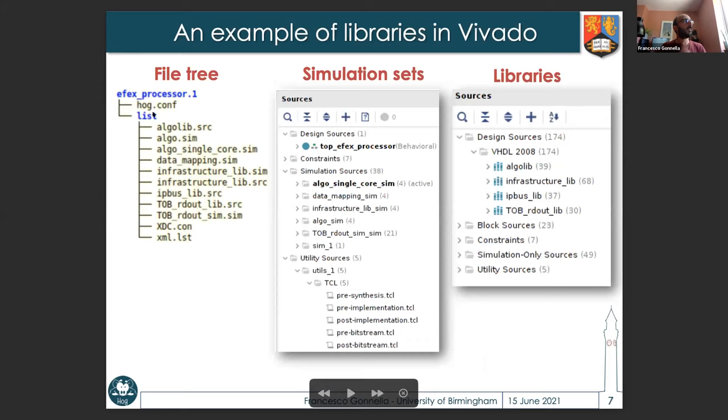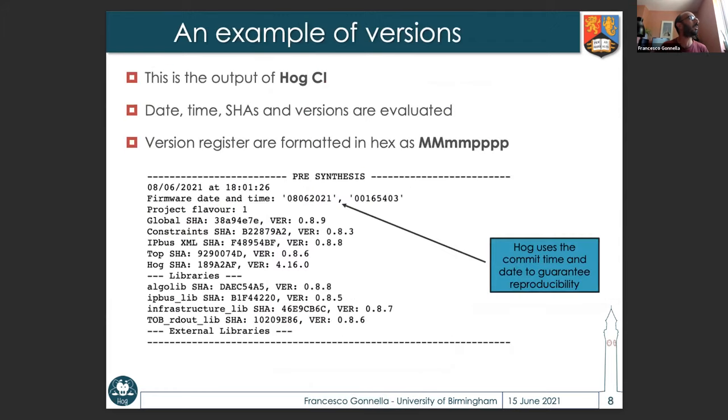And this is an example of this is the EFX project for ATLAS, but it's always the same. You have many list files. You see all the source files, the .src, will correspond to a library inside Vivado. And the simulation source file will correspond to a simulation set here. And then here you can see all the Tcl that Hog adds automatically without you having to do anything about that. This is when you start the synthesis.